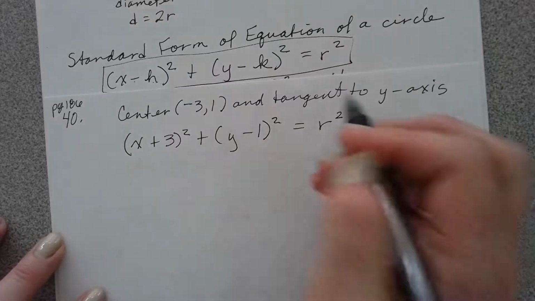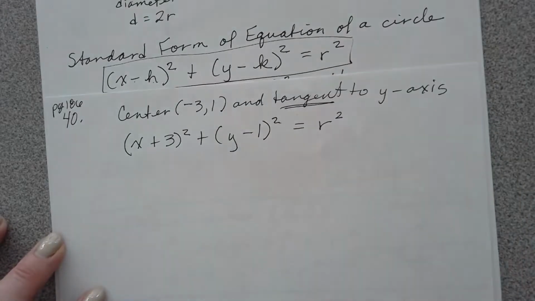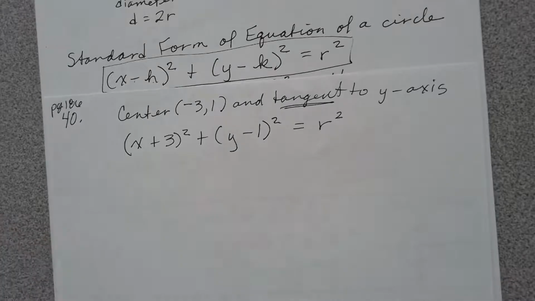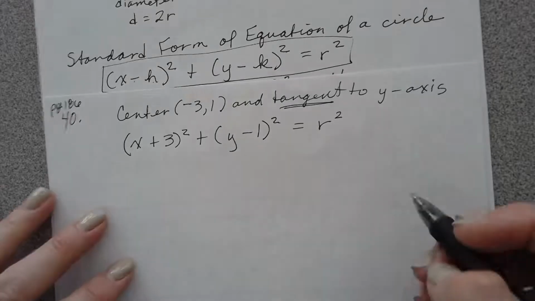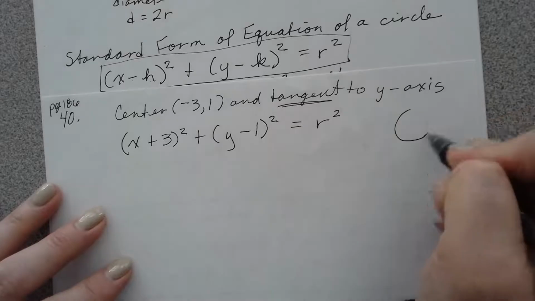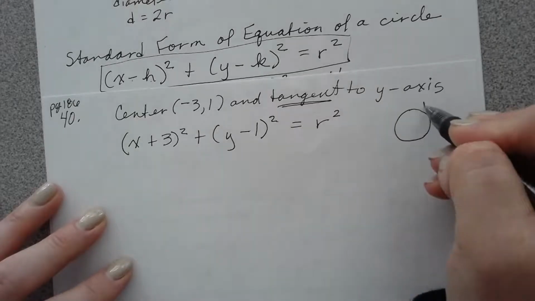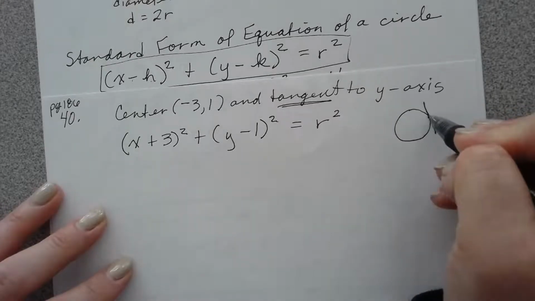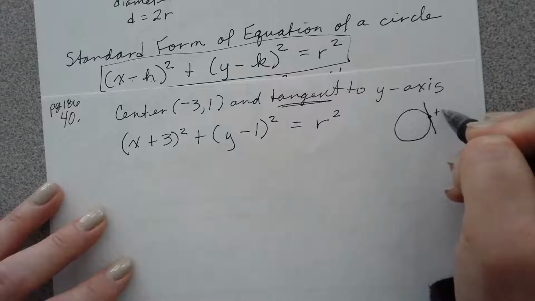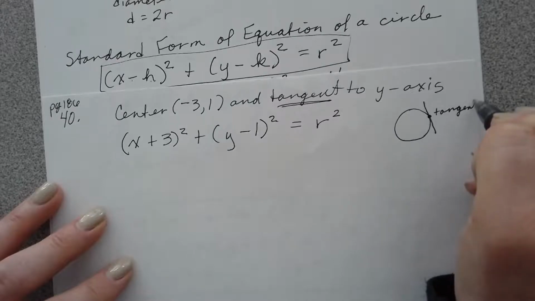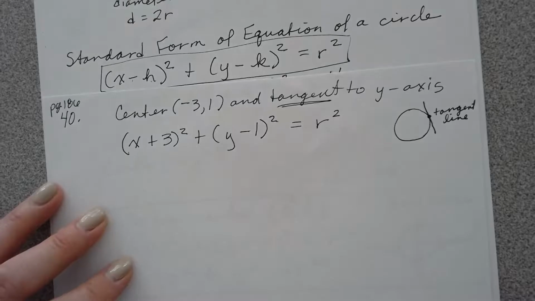So what does the word tangent mean? Does anybody know what that means? It means that it touches the circle in exactly 1 point. So if you have a circle and you have a line that comes across it and touches it in 1 point, that is a tangent line. Okay, so it just touches it in 1 point.